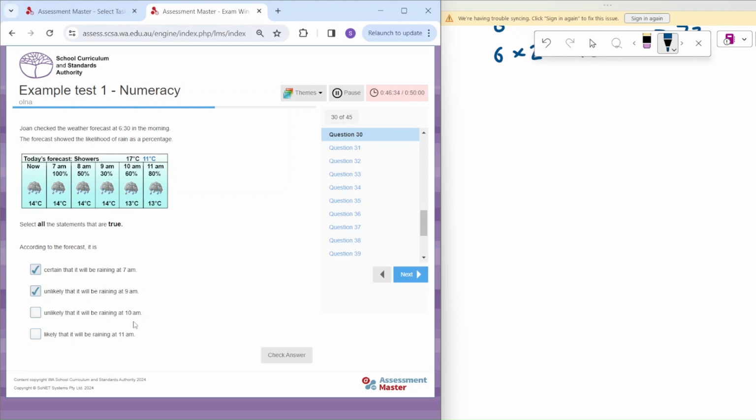Unlikely that it will be raining at 10 a.m. Well, at 10 a.m. it's showing a 60% chance. So it's actually likely. It's not unlikely, it's likely because it's more than 50%, more than half the chance it's going to rain. So we can't tick that one. That one's false. Likely that it will be raining at 11 a.m. 11 a.m. Yep, there's an 80% chance. So that's true because 80% chance is very likely that it will be raining. Click, check, and next.